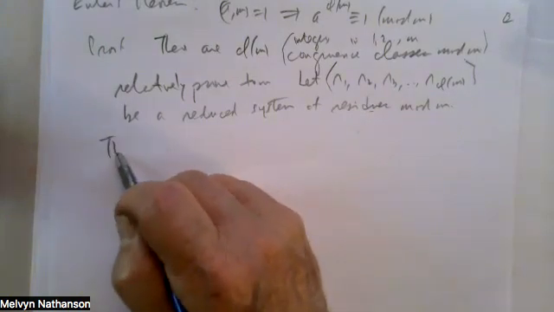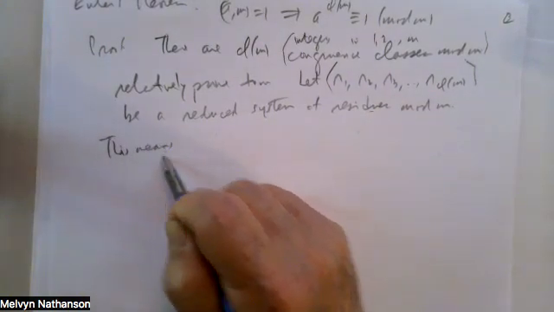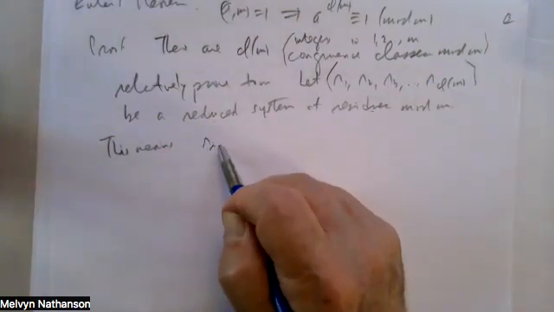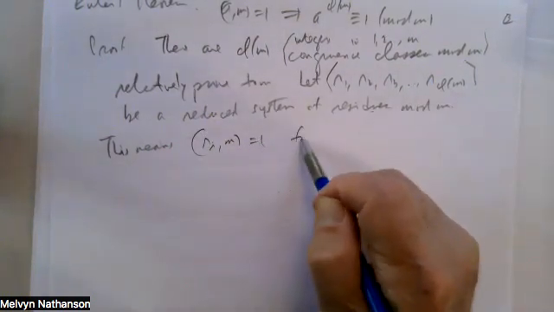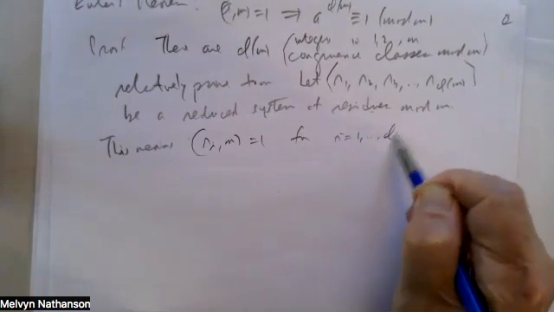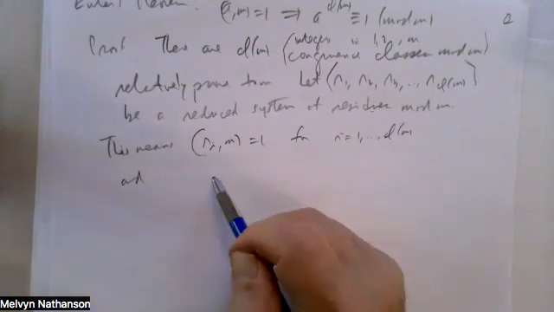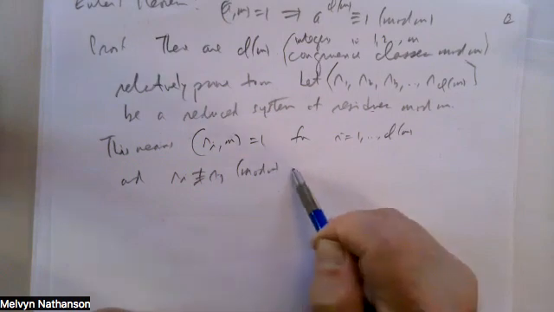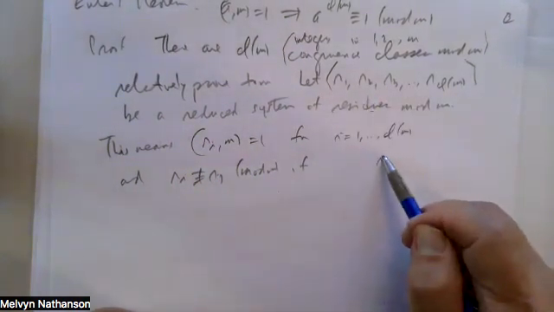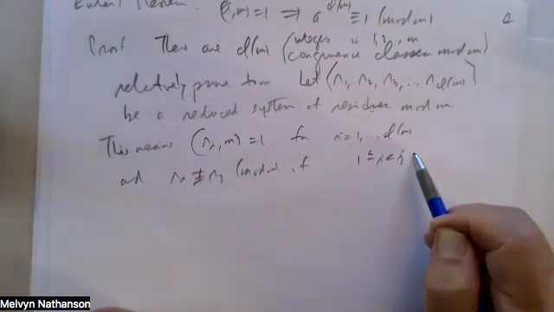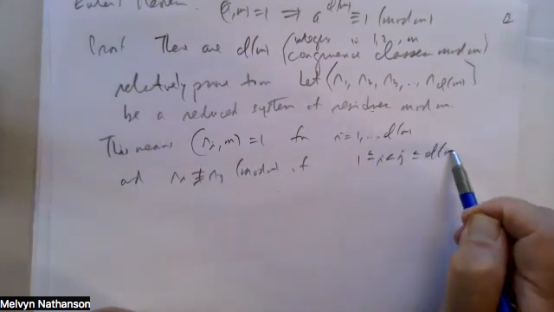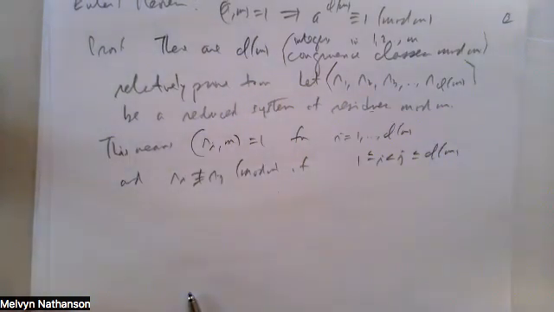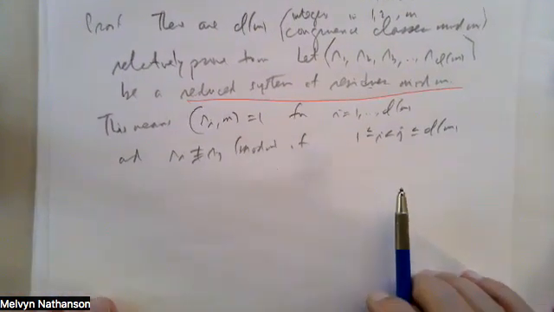modulo M. That means that each of the Ri and M are relatively prime, for i going from 1 up to phi of M. And Ri is different from Rj mod M, not congruent mod M, if we take two different numbers, i different from j, say 1 less than or equal to i, strictly less than j, less than or equal to phi of M. So this is the definition of a reduced system of residues mod M.